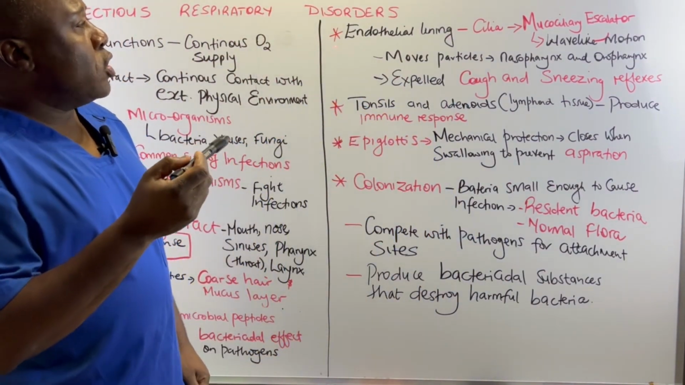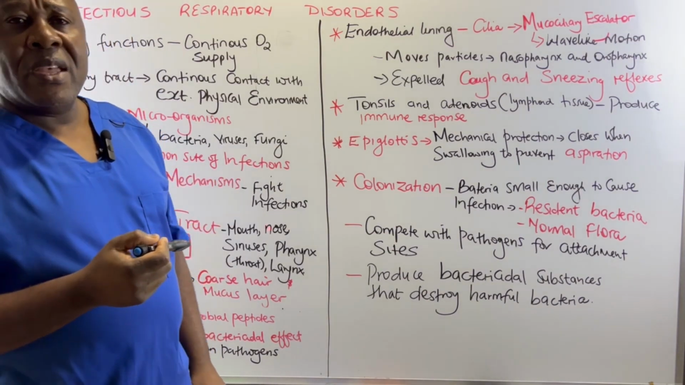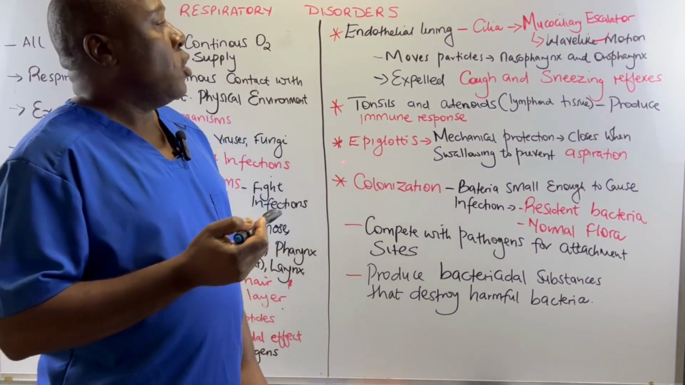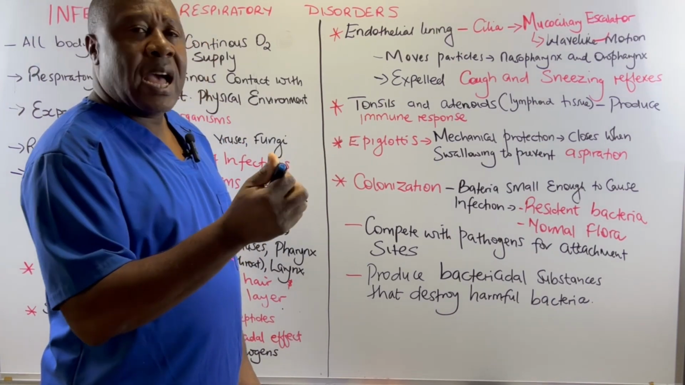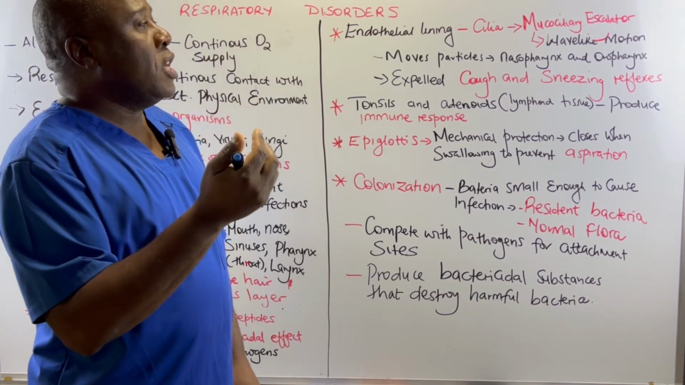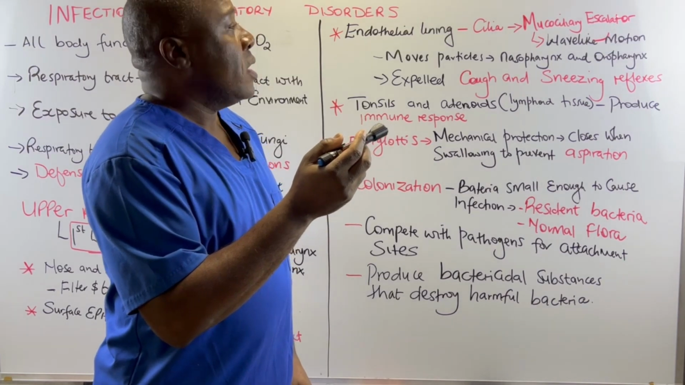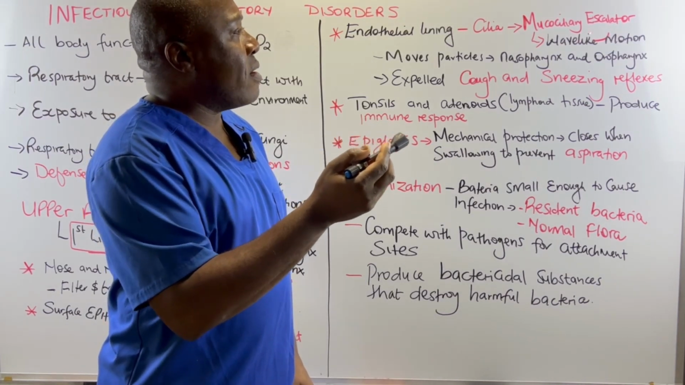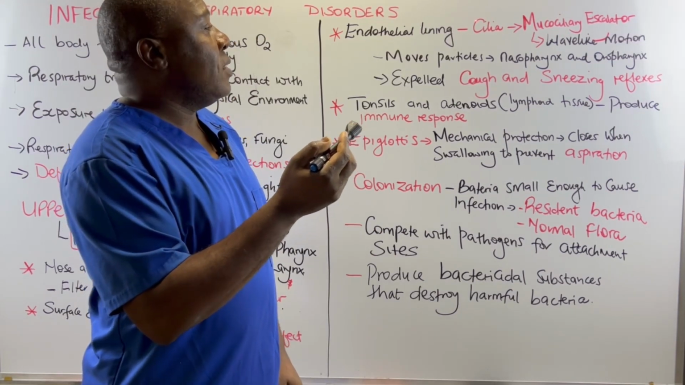And then we also have the epithelial lining. The epithelial lining is made up of projections which are referred to as cilia. And these cilia normally move in a wave-like motion. This motion is referred to as the mucociliary escalator. The mucociliary escalator is the wave-like motion that is exhibited by these cilia.